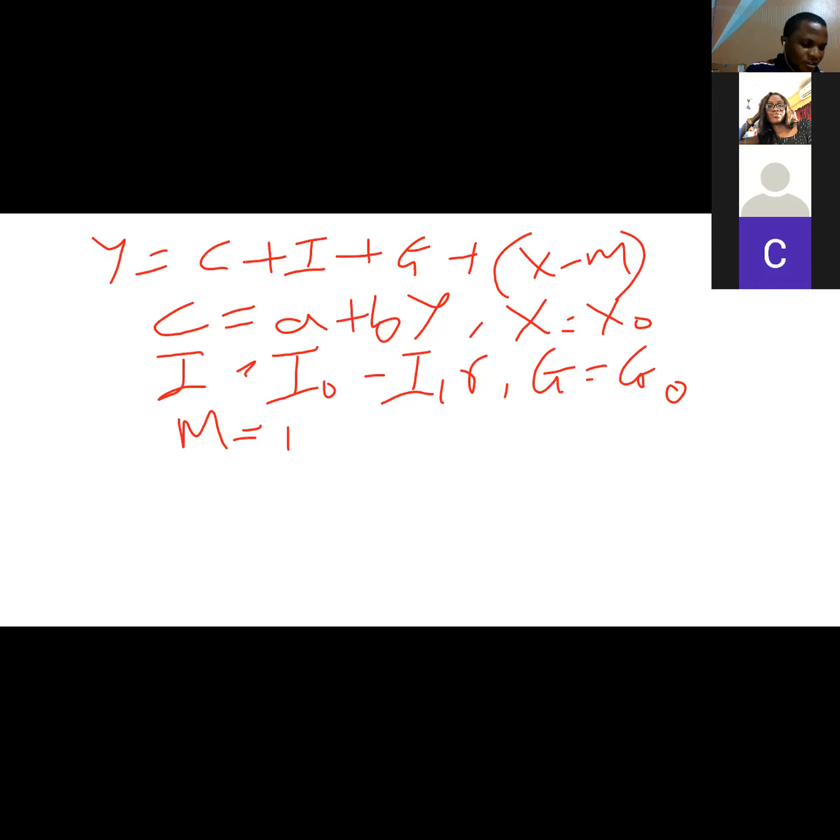And so my import is equal to my autonomous import plus my marginal propensity to import times Y, M1Y. You'll see that this autonomous import is not dependent on the level of domestic income, but the induced import is dependent on the level of domestic income. Why? Simply because as your income increases, the more you have the flair to import.